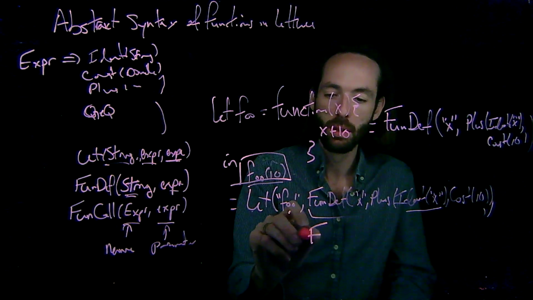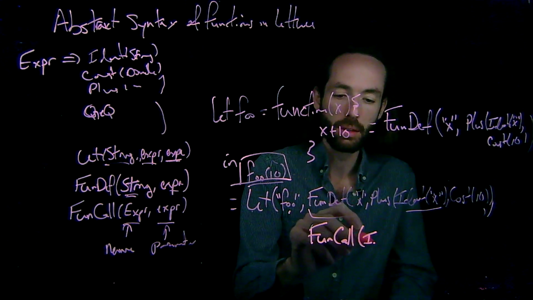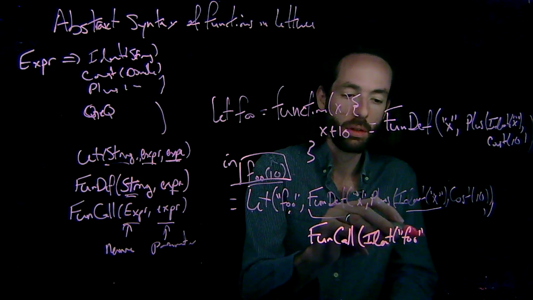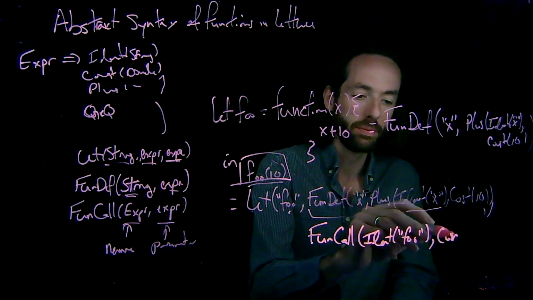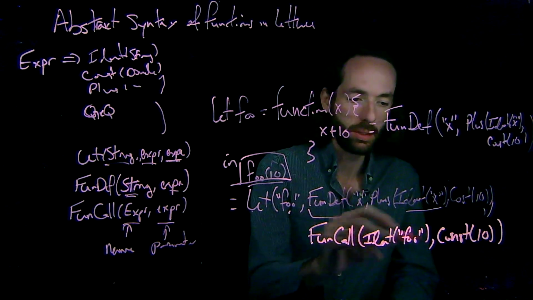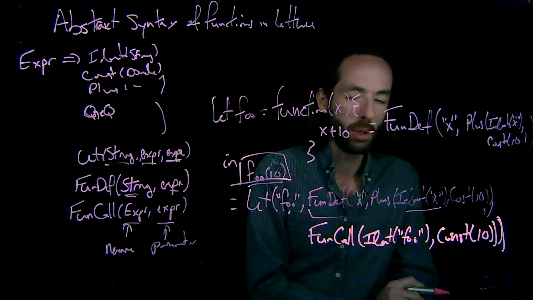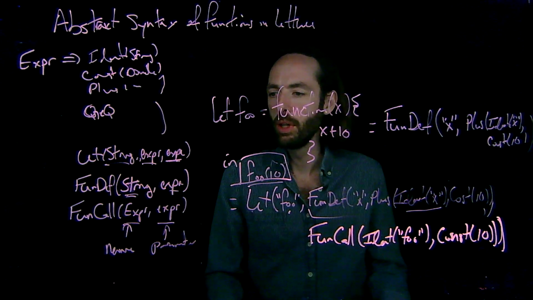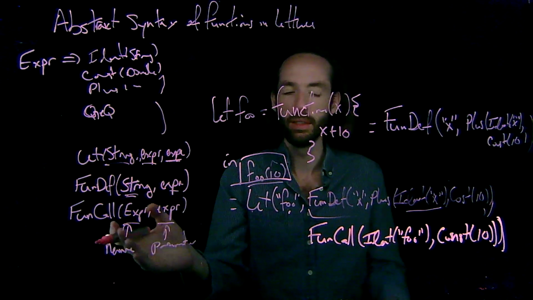So it should be fun call of ident of foo, comma, and then the parameter, right? Const of 10. So that's the function call, and then this is the let closing brackets. So hopefully at this point you sort of see how we would naturally translate our concrete syntax into this abstract syntax.